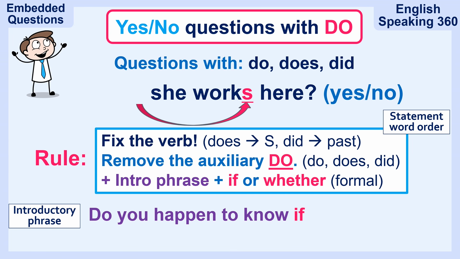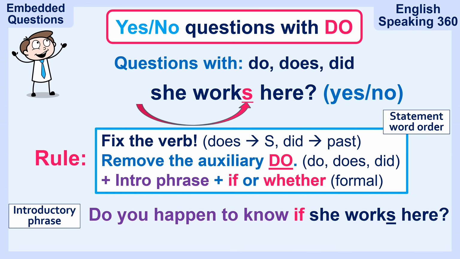So here I'm going to use if because if is much more common. Whether is a little formal, so I'm not going to use it in my video, but you could use whether here instead of if. They have the same meaning, but if is more casual. Do you happen to know if plus the rest of the sentence? So altogether it becomes, do you happen to know if she works here? So that gives you an embedded question within a question.